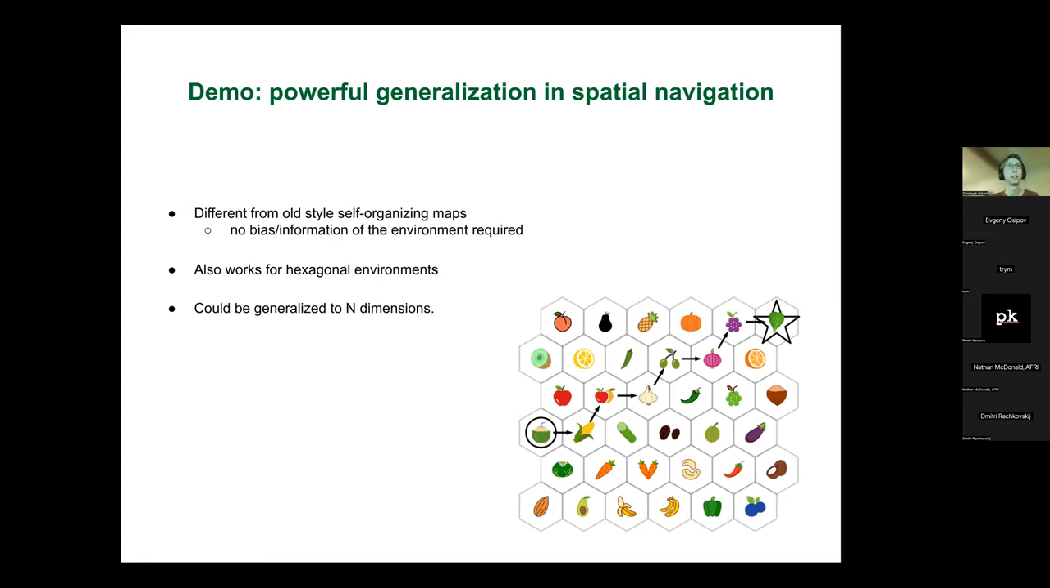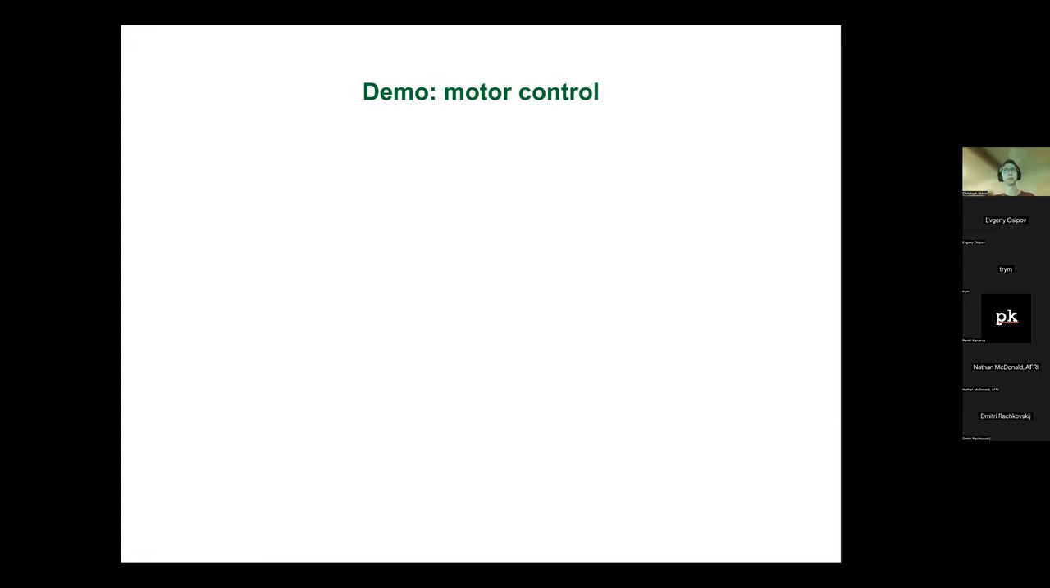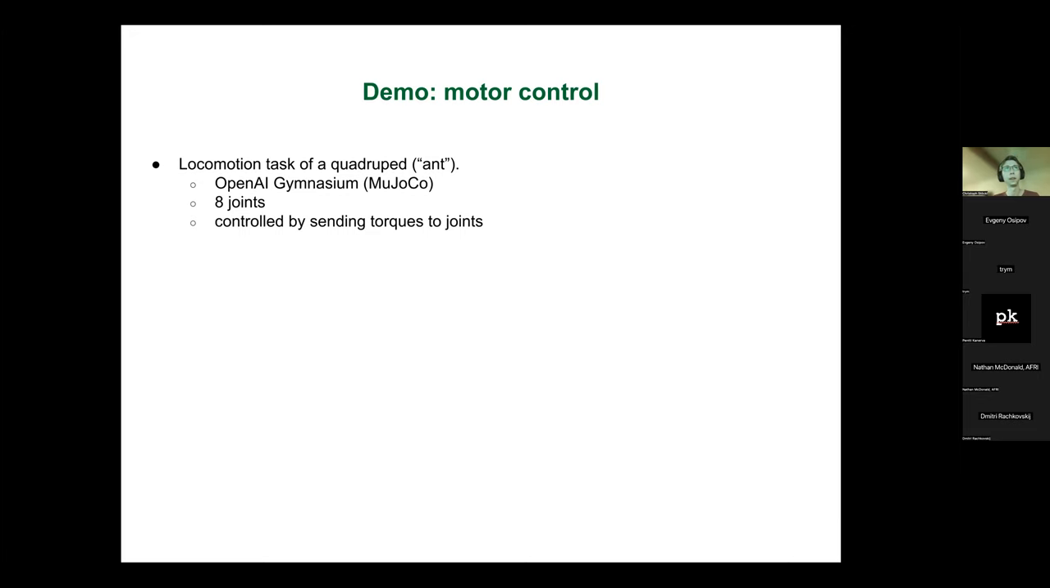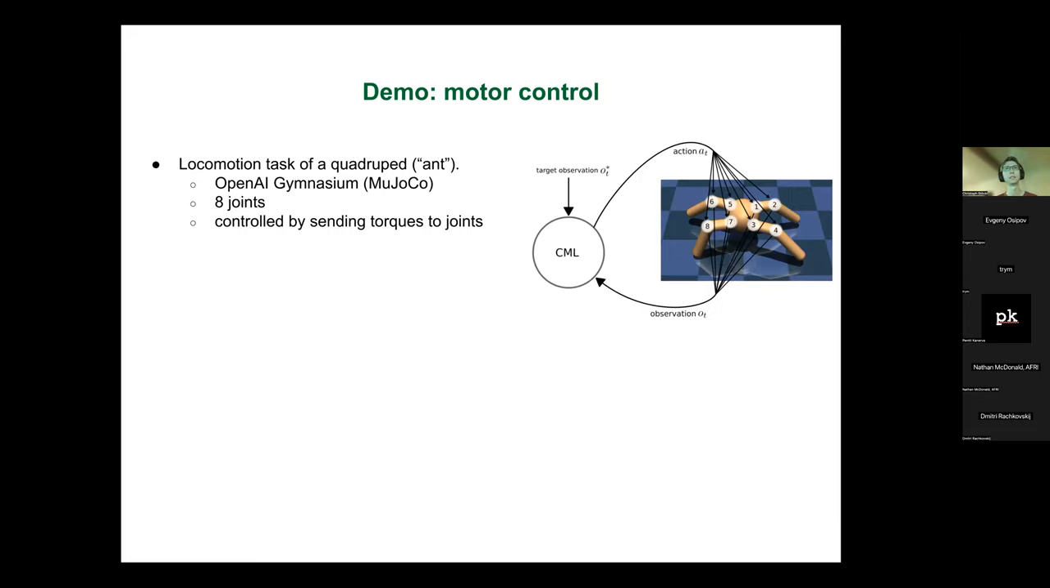Right, and with that, let me show you the third demo of the CML, which is yet something different. Here we considered a locomotion task of a quadruped, which is called Ant, and it's from this popular OpenAI Gymnasium MuJoCo benchmark task set. And here we have eight joints, and these eight joints of this ant are controlled by sending torques to it. And then the environment yields an observation, and this is fed back to the CML, and the CML then predicts or chooses the next action.